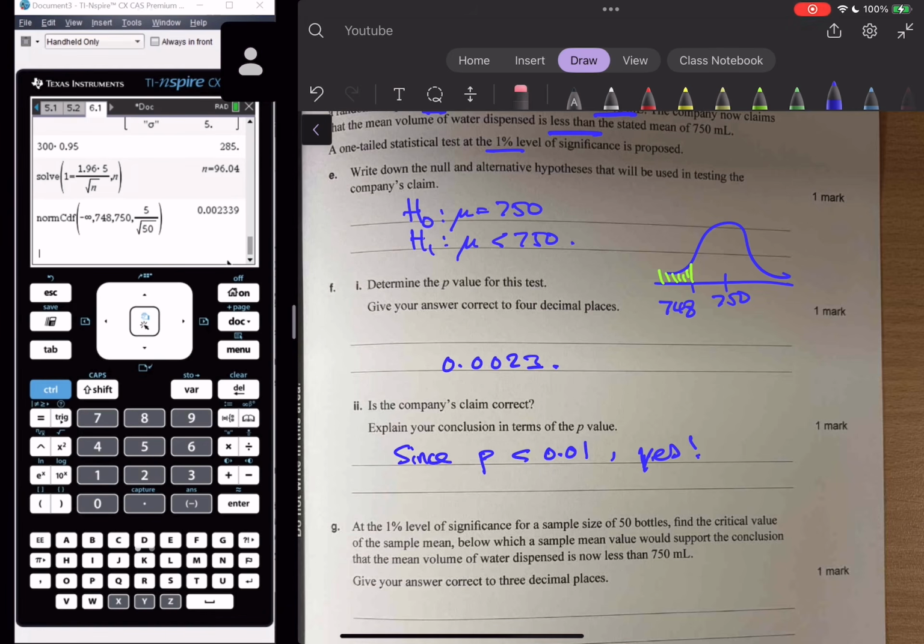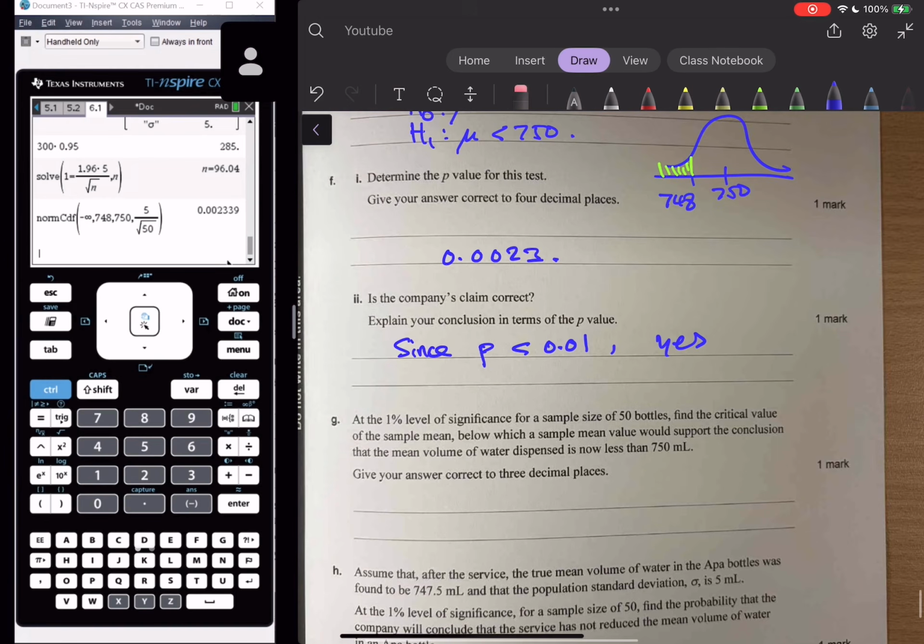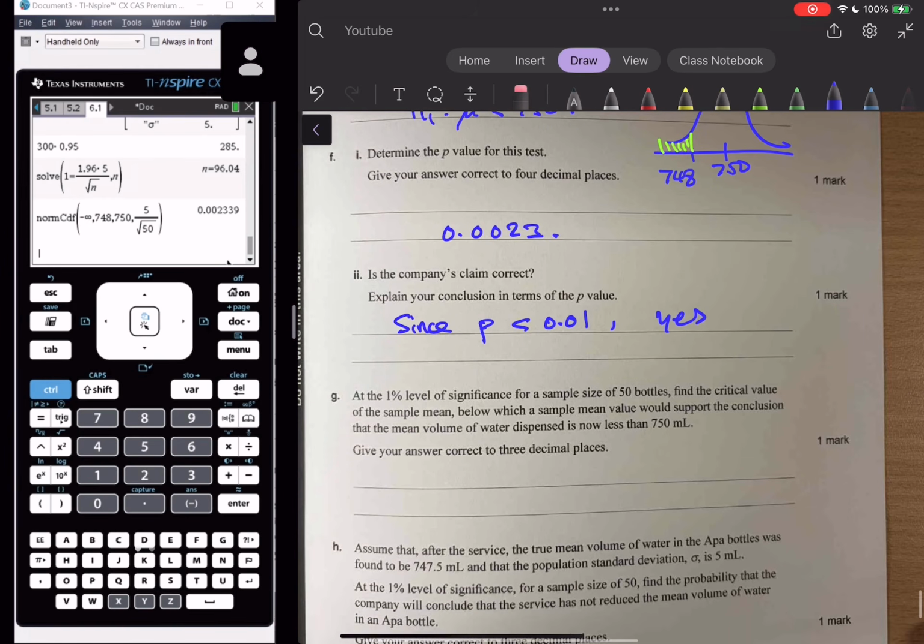Okay, so at the 1% level of significance, for a sample size of 50 bottles, find the critical value of the sample mean. So what does this mean here? The critical value, well, let's draw our distribution again. So here's the curve, here's 750, and we want to find this unknown value, let's say XC, X critical, such that this area here is exactly 0.01. So if it's slightly more or slightly less, it's either reject or don't reject.